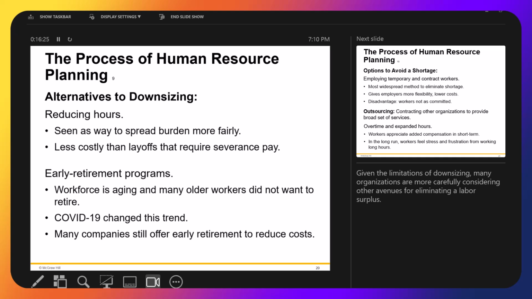But alternatives to downsizing, you are seeing this too. I remember years ago when I saw that they were reducing people's hours and seeing it as a way to spread the burden more fairly. So people who are normally full-time and were getting 40 hours, they may be down to 30 hours now. Of course, they're making less money, but they still have a job and they still have benefits.